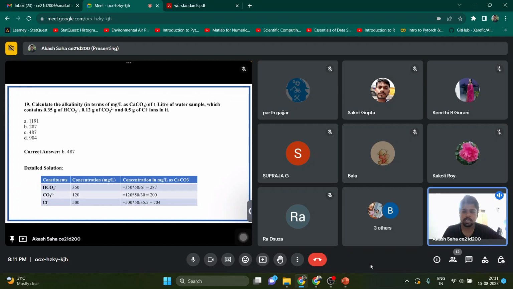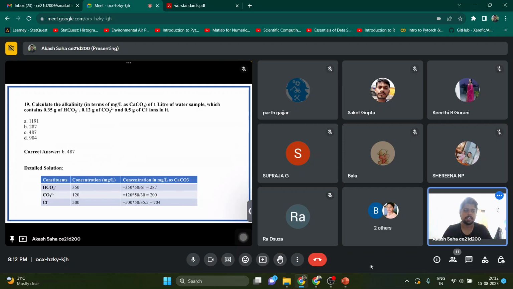Now for carbonate, again same, the concentration is 120, which is equal to 0.12 into 1000. So we get the result in terms of milligram per liter. Now again, we will see how to change it to in terms of CaCO3. It will be 120 into 50, which is the equivalent weight of calcium carbonate, divided by the equivalent weight of carbonate. So we know carbonate molecular weight is 12 plus 16 into 3, that is 60. So 60 is the molecular weight. For equivalent weight, we have to divide with the charge. So the charge of CO3 2 minus is 2. So 60 by 2 becomes 30.